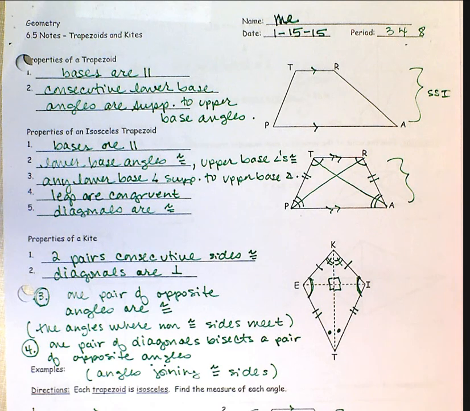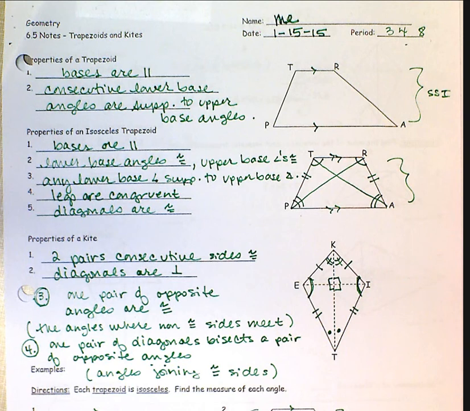Hello, today is January 15th, 2015, Geometry 6-5 notes, trapezoids and kites. I will go through the examples with you slowly, but this is some of the vocabulary for these last couple of figures.